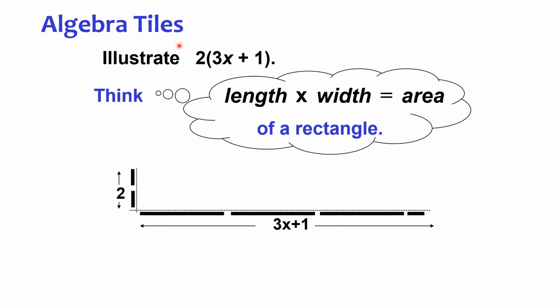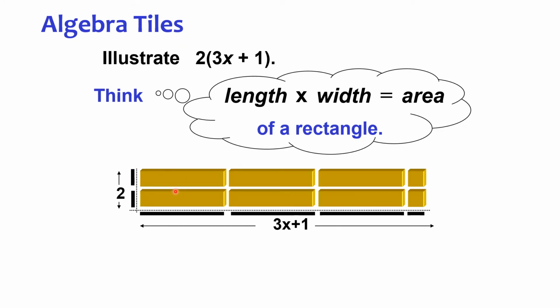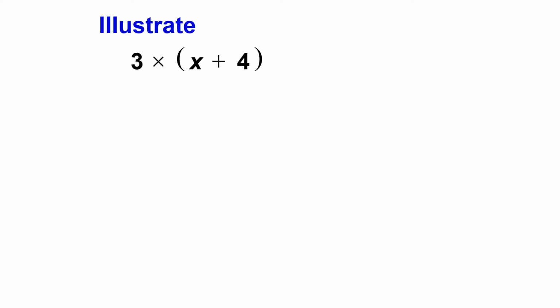So let's fill it in with all of the tiles. So this area represents 3x plus 1 by 2, multiplied by 2. So when you count up all the tiles that we have here, how many tiles do we have? So 2 times 3x plus 1 is equal to 6x plus 2. So there's 6 of the x ones, and then there's 2 single ones.